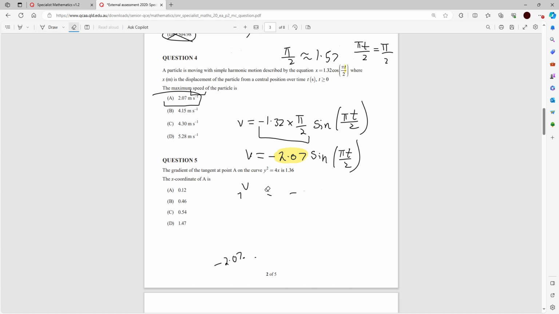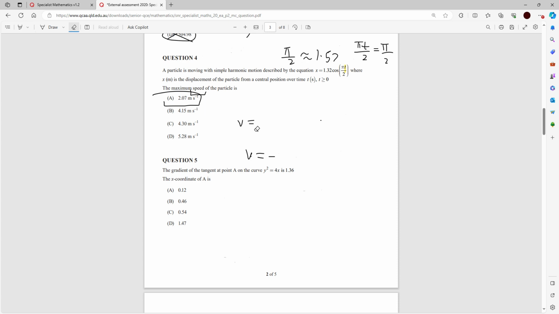So you don't need to use any of the complex equations. All you need to do is differentiate it to get your velocity equation, and you choose the amplitude, because that's the biggest number it can have, because sine oscillates between -1 and 1. And that's how you'd answer that one.